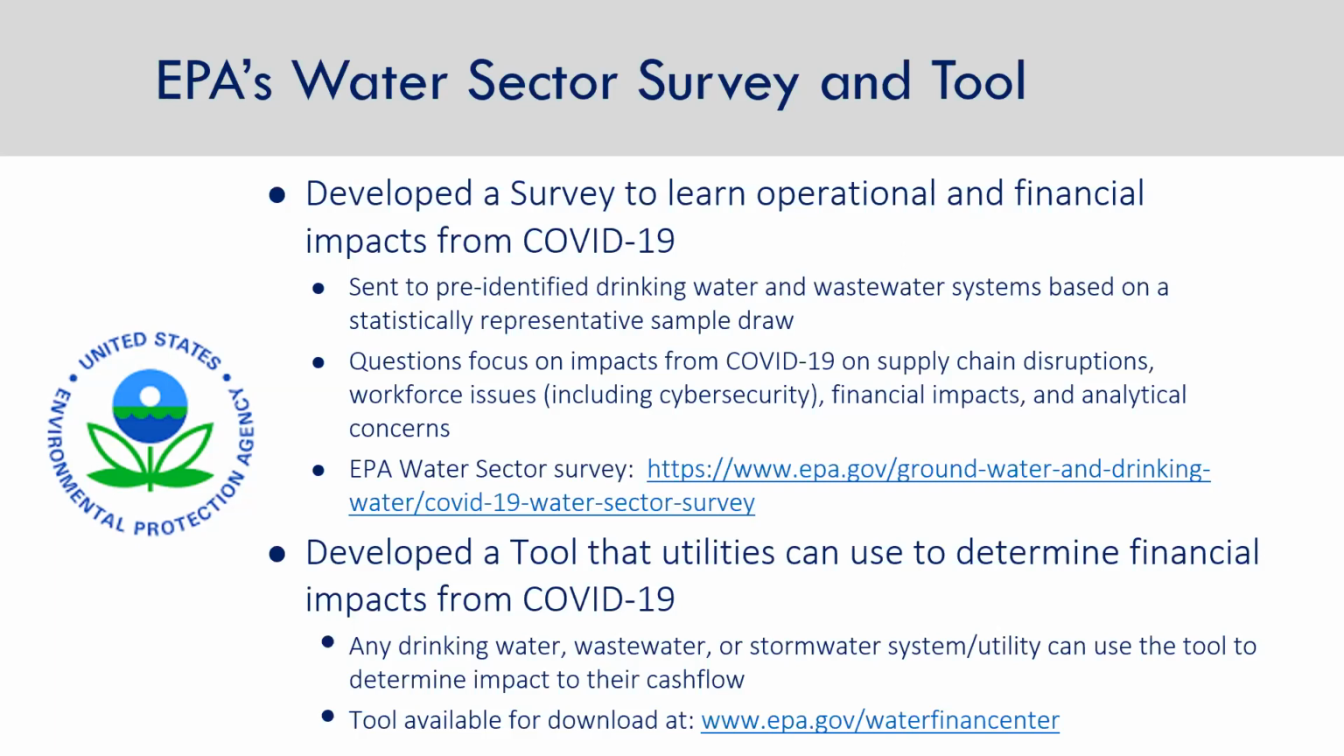Unlike other surveys that EPA has done, it should be relatively short and quick. It should take 45 to 90 minutes to complete on average. If there were no impacts to the utility, it won't take very long at all.